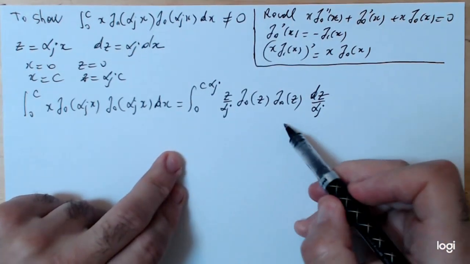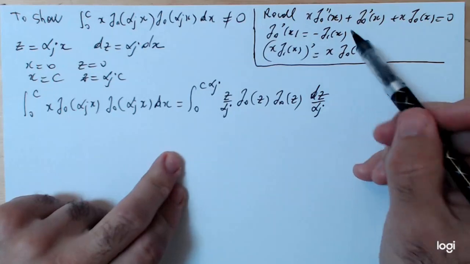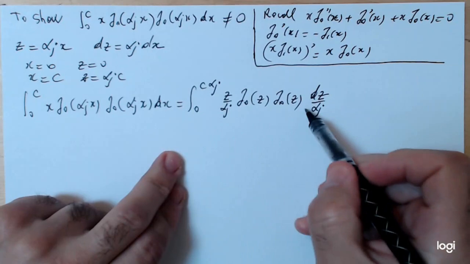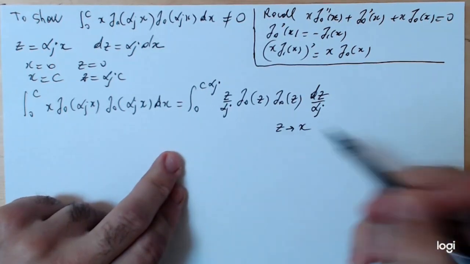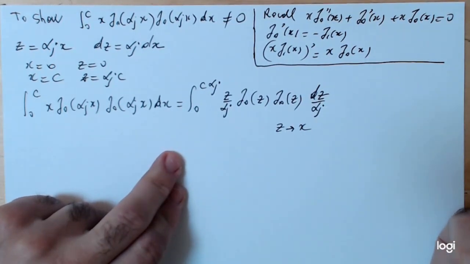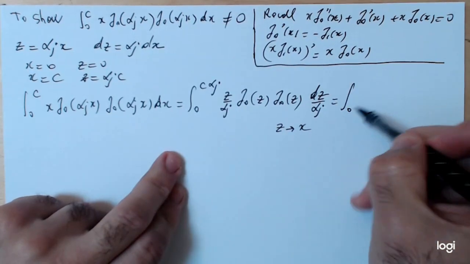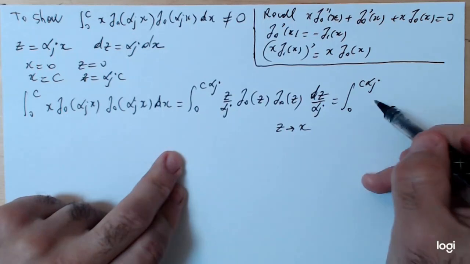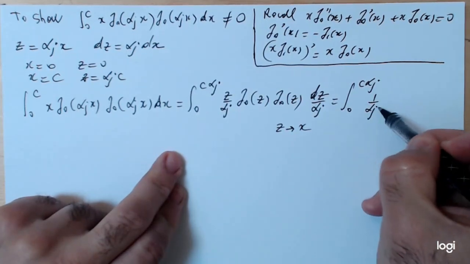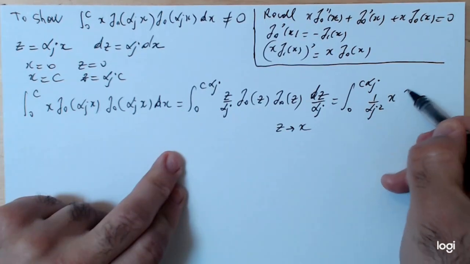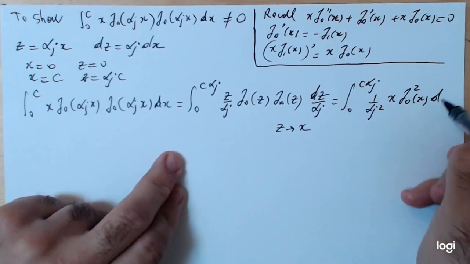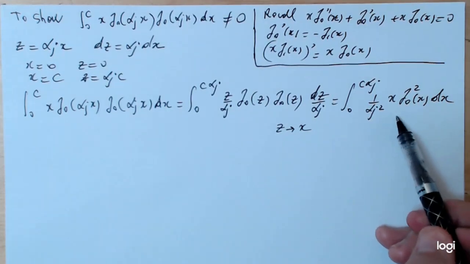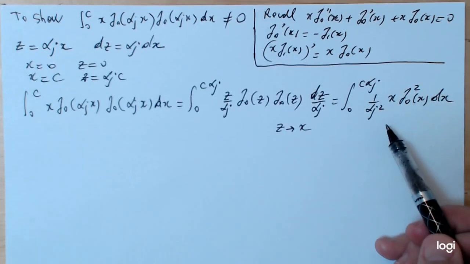You can leave the integral in terms of z, but in order to follow through with these rules, let's go back to x. Remember, z is the dummy variable, so you can rename it x or any other letter at this point. Okay, so the same integral is now from 0 to c alpha j, 1 over alpha j squared, x j naught squared of x dx. So it boils down to trying to compute this integral of x times j naught squared of x.